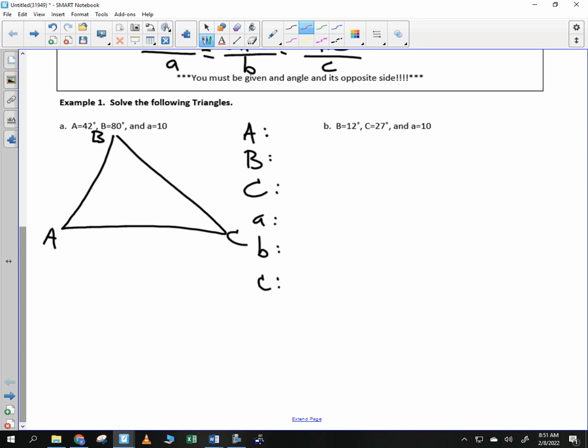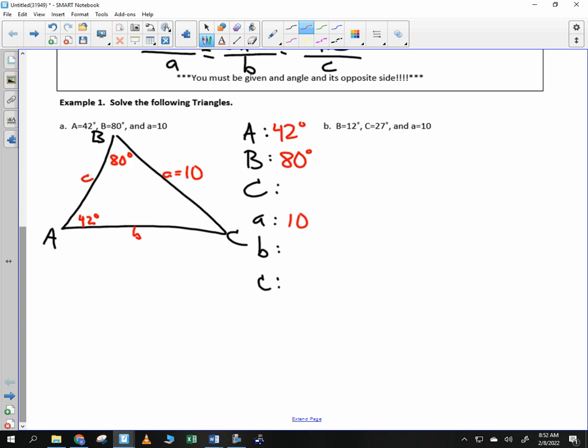So I'm going to label the sides here. What side is this? Good. This is C. This one? A. Good. So I've got my sides labeled. What parts of the triangle do I already know? Yep, 42 degrees and 80 degrees. I'm going to label that 42 degrees and 80 degrees. Side A is 10. I'm going to write 10.